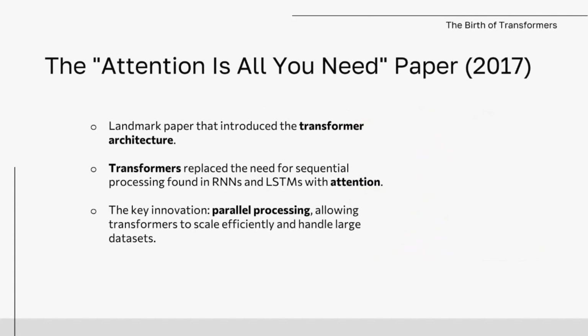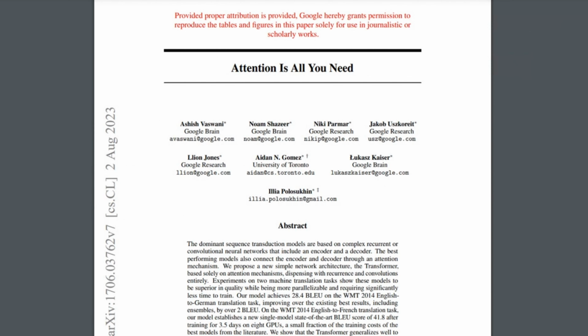In 2017, the paper Attention Is All You Need introduced the transformer architecture, which took this idea of attention and completely replaced the need for sequential processing. Before this, models like RNNs had to process data in order, which made them slow and prone to losing important information. But transformers changed that by allowing the model to look at different parts of a sequence simultaneously. This breakthrough paved the way for models like GPT and BERT, which have transformed fields like language understanding and generation.